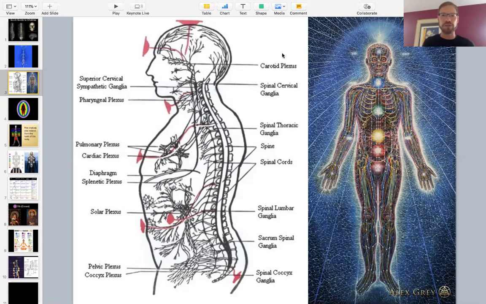chakras. Caroline Myss, and we'll talk about her in just a minute, and Donna Eden. So that's really what these chakras are.